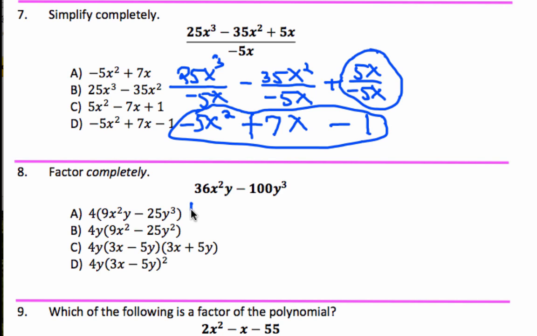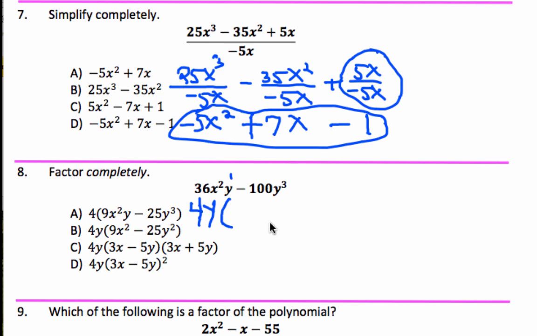The answer is 4. Now you look at variable names that are common to both terms. Now the x is not common, the y is common, and you take the lowest exponent. We have y to the first power in the first term, and we have y to the third power in the second term, so the lowest exponent is 1. And now we find out what we need to place inside a set of parentheses.